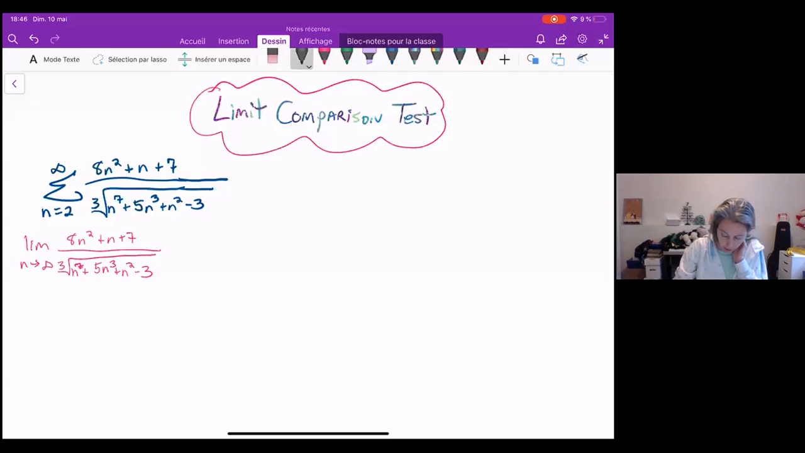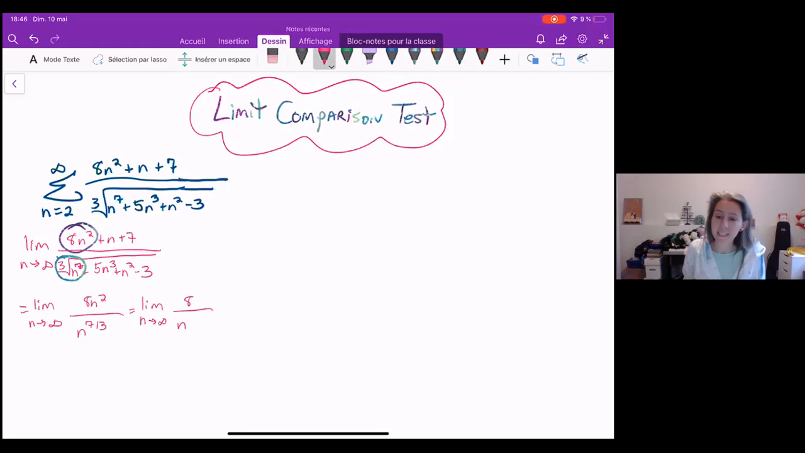So we're just going to take the 8n squared and the cubed root of n to the 7th that shows up right there. This is equal to the limit as n approaches infinity of 8n squared over n to the 7 over 3, which equals the limit as n approaches infinity of 8 over n to the 7 over 3 minus 2, which is 6 over 3, so that's n to the 1/3, which goes to 0, and the test for divergence fails.